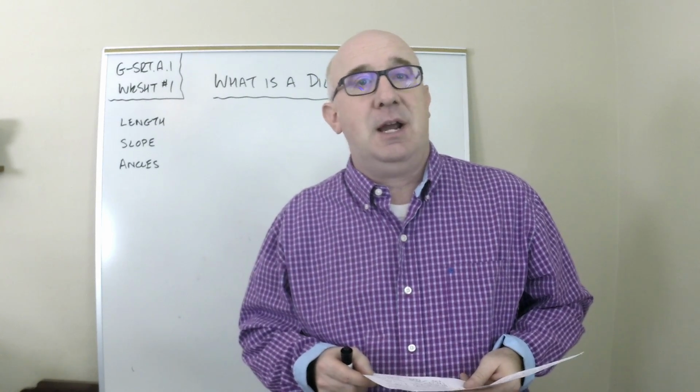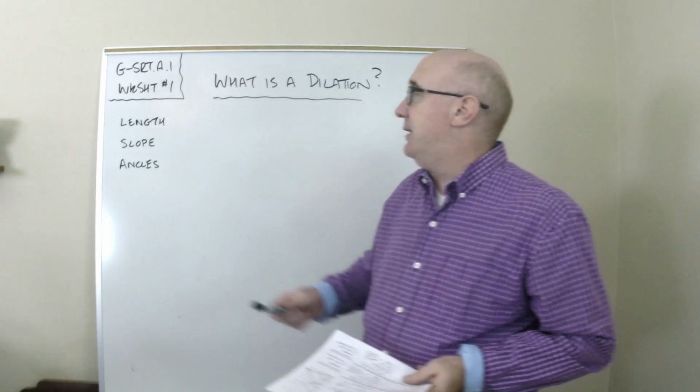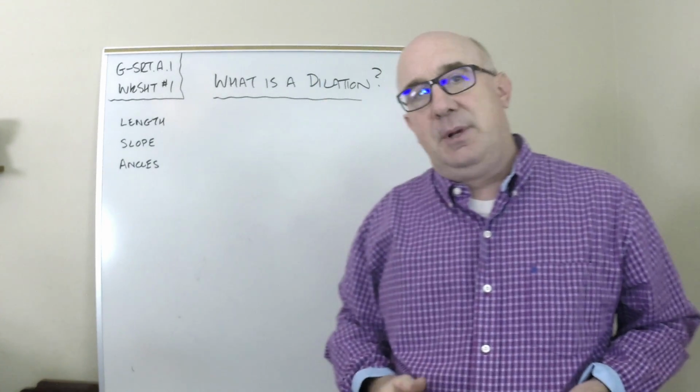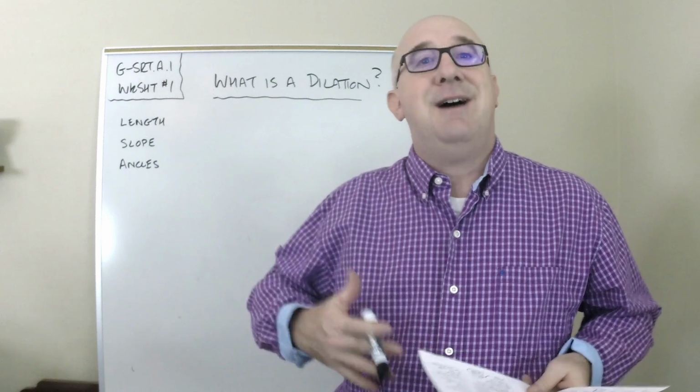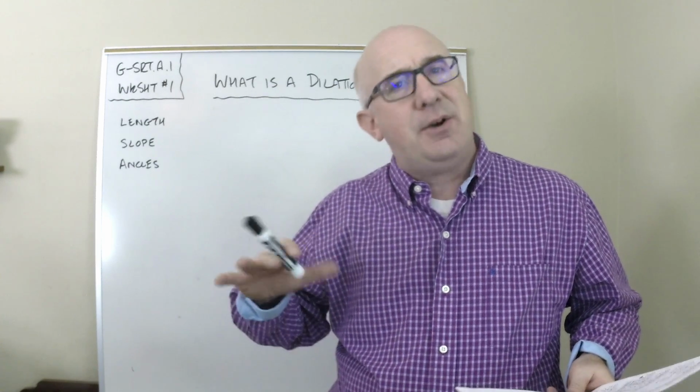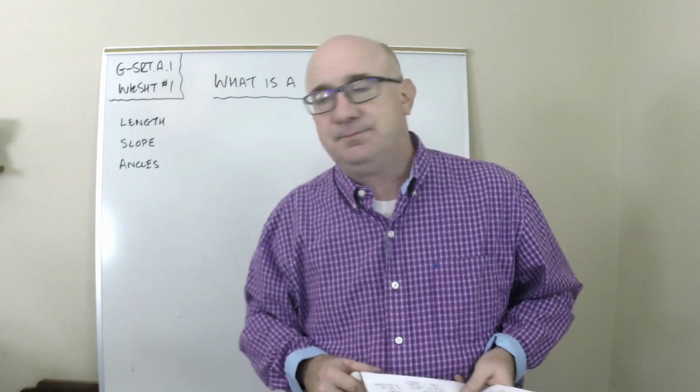What happens when you dilate? So you're going to look at three things. You're going to look at length, so you'll use the distance formula to measure one length, dilate it, measure the second length, look at how they relate to each other, how do they relate to the scale factor.